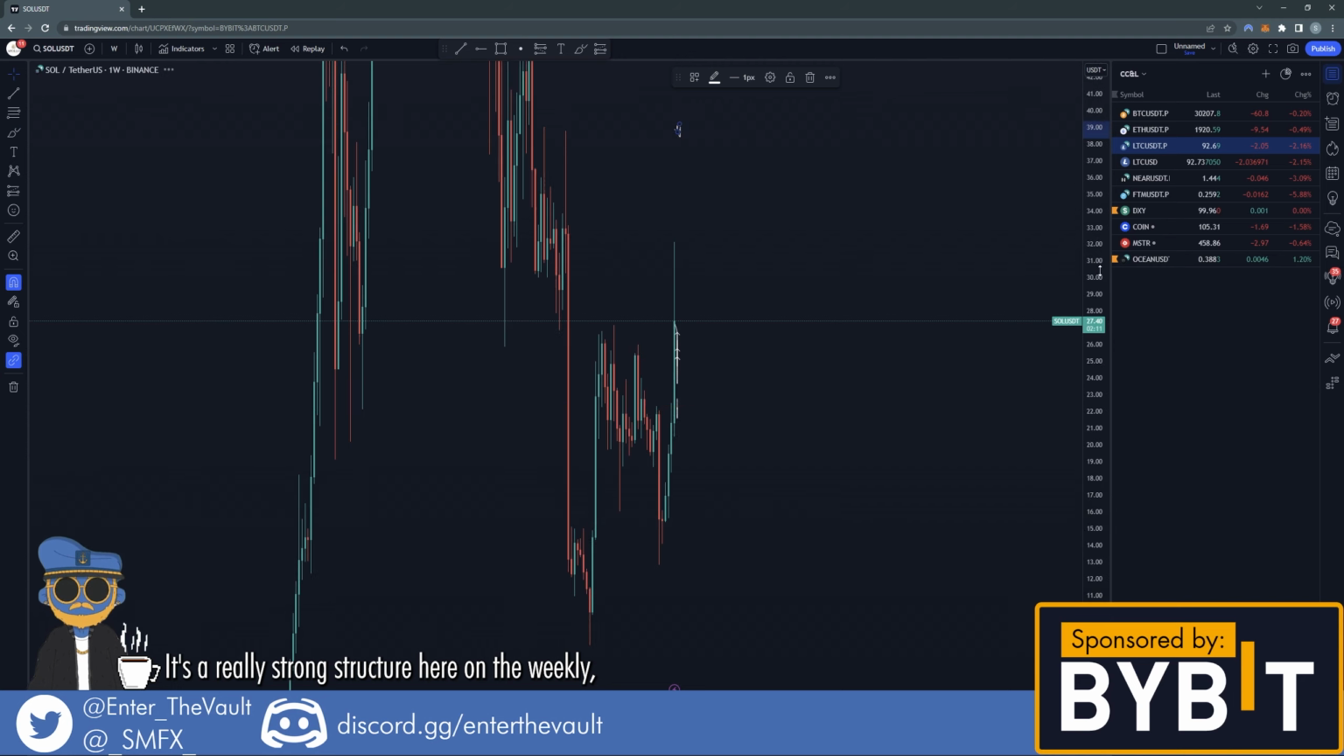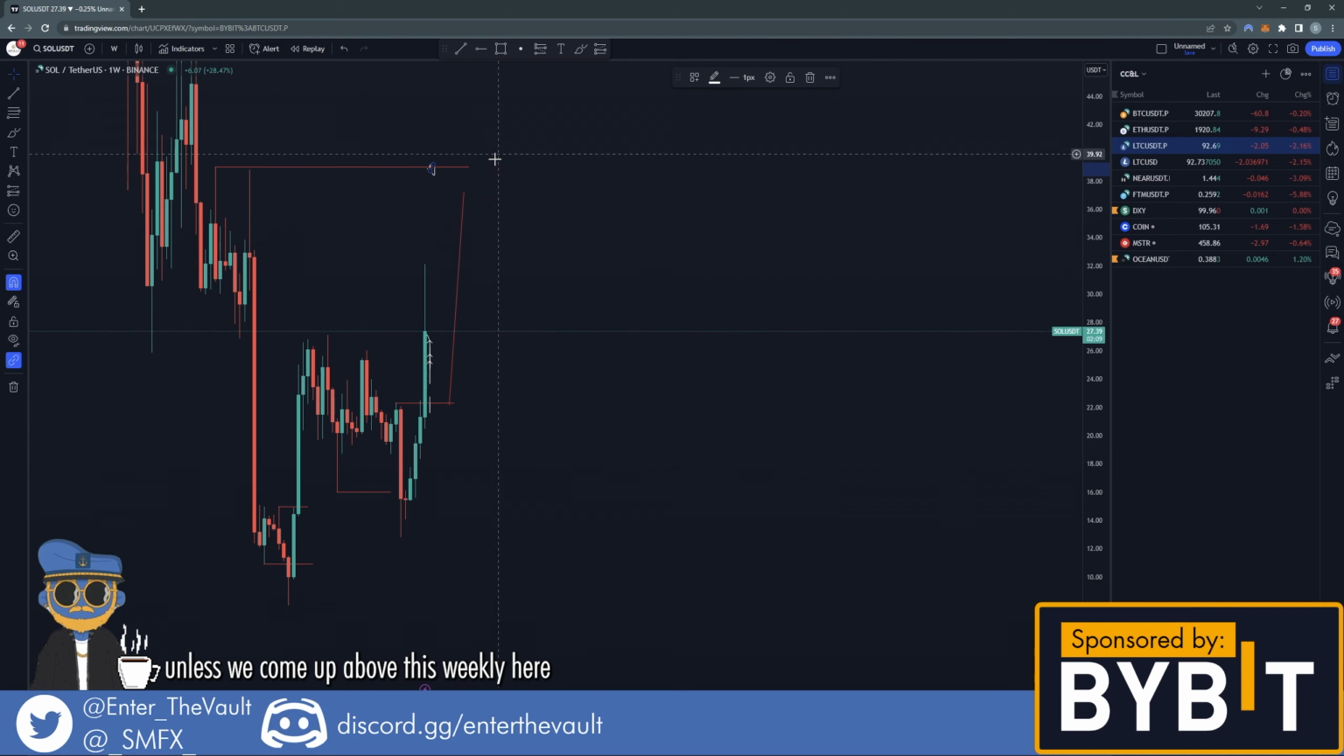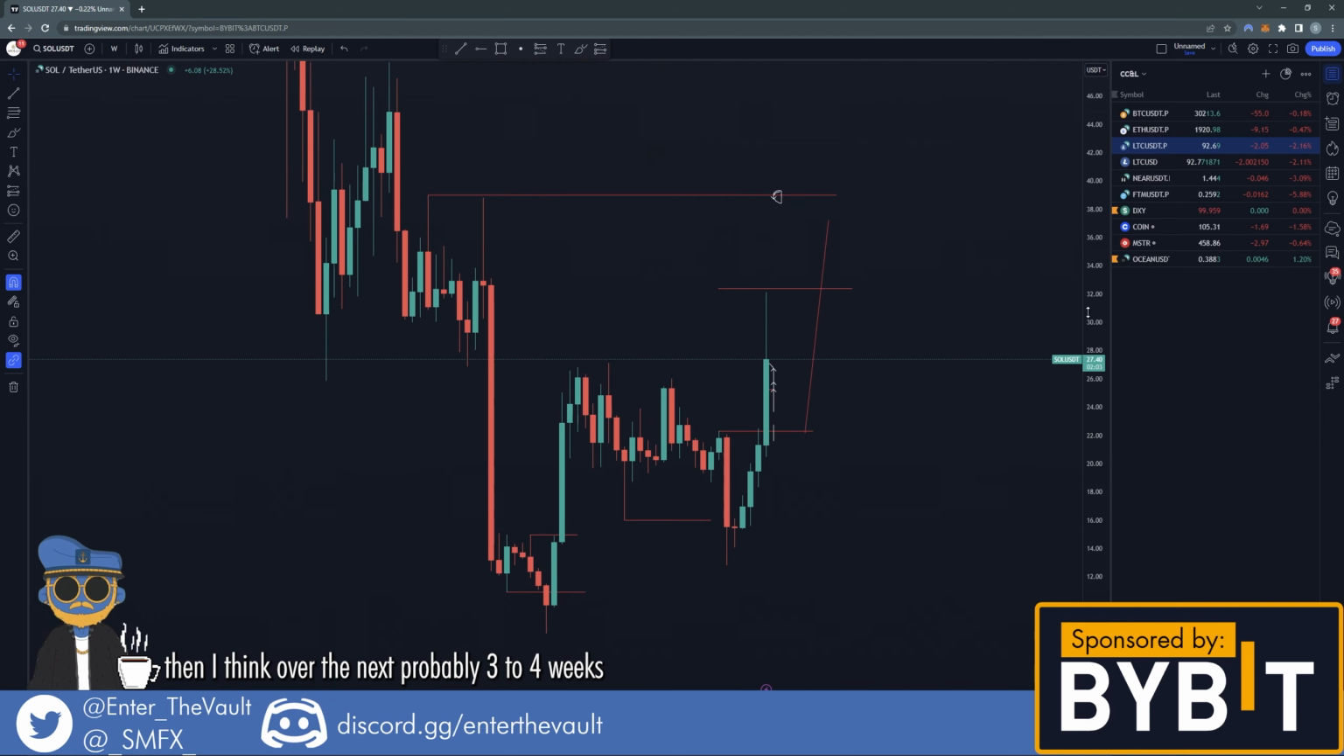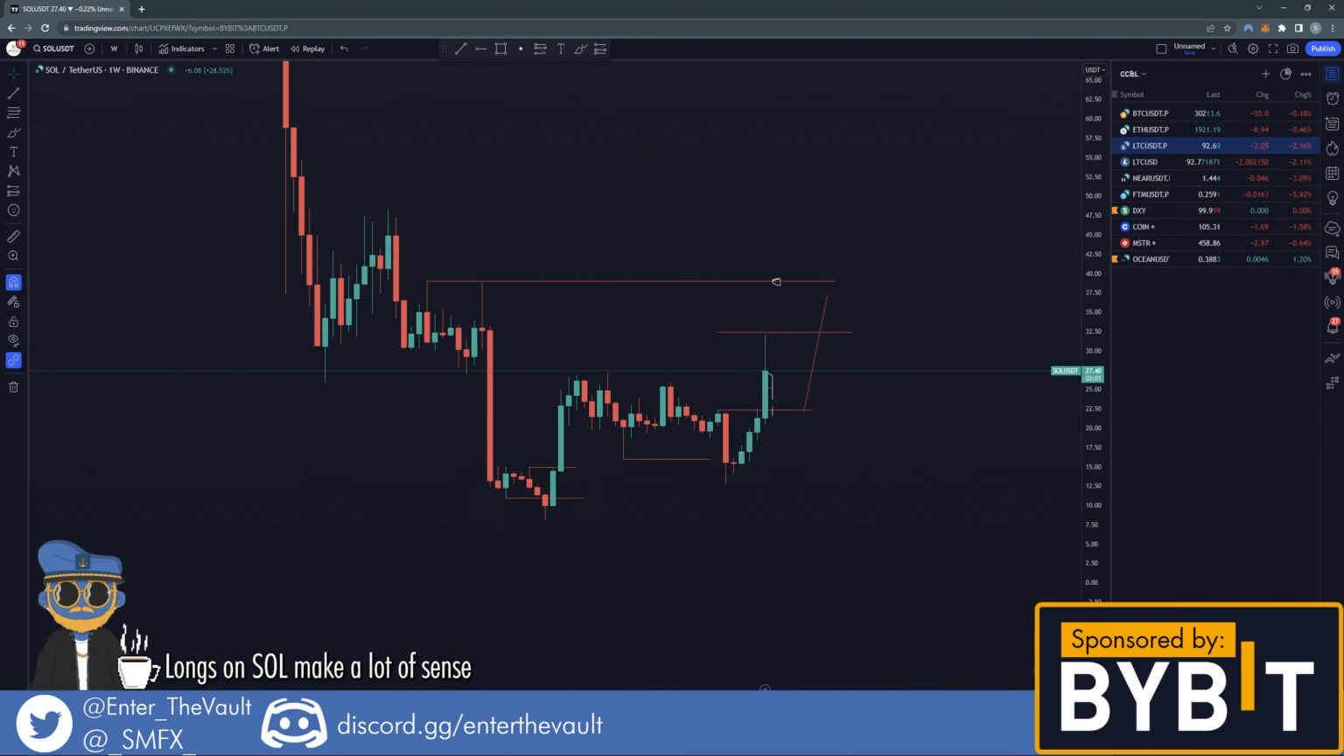It's a really strong structure here on the weekly. Unless we come up above this weekly here and get some pretty obvious distribution, then I think over the next probably 3 to 4 weeks, longs on Sol make a lot of sense.